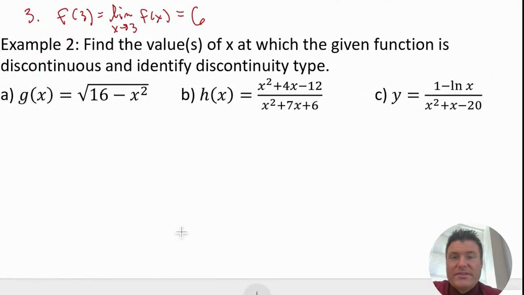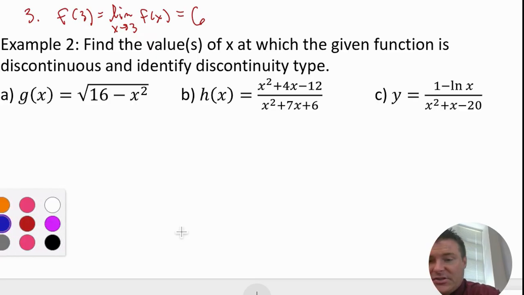So let's go ahead and go into the last example here. Find the values of x at which the given function is discontinuous. Identify the discontinuity type. Again, it's super helpful to know here that we can only do this inside the domain. We can't do anything outside the domain. So for A, it's really helpful to know what this looks like. This is actually going to be a semicircle.